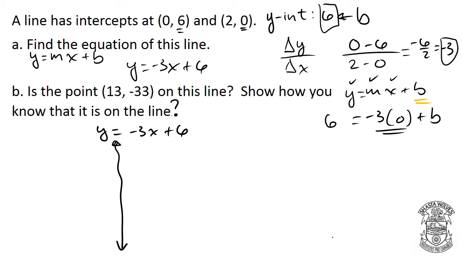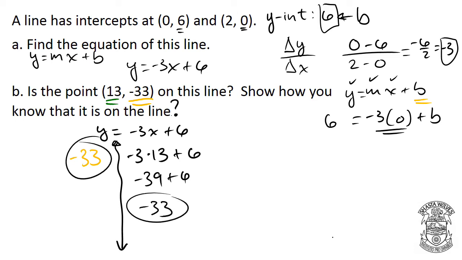So what I'm going to do is plug things into this. For example, I can see that, and I'll use this orange color for it, -33 is y. So on this side I'm going to write -33. On the other side, I can see that x is 13. So I'm going to write -3, and then multiply that times 13, and add to that 6. Well, -3 times 13 is -39, and -39 plus 6 is exactly -33.